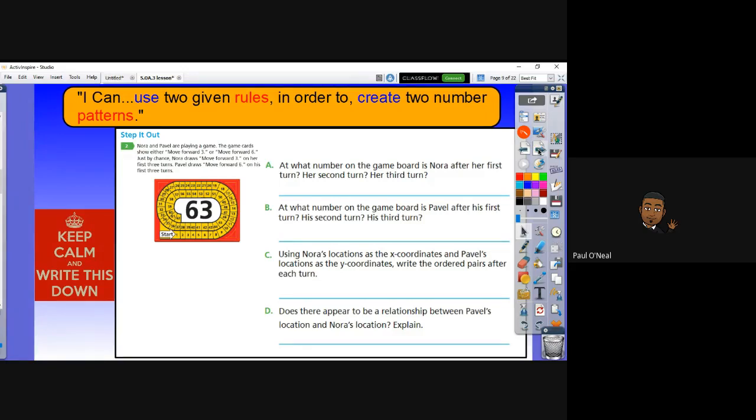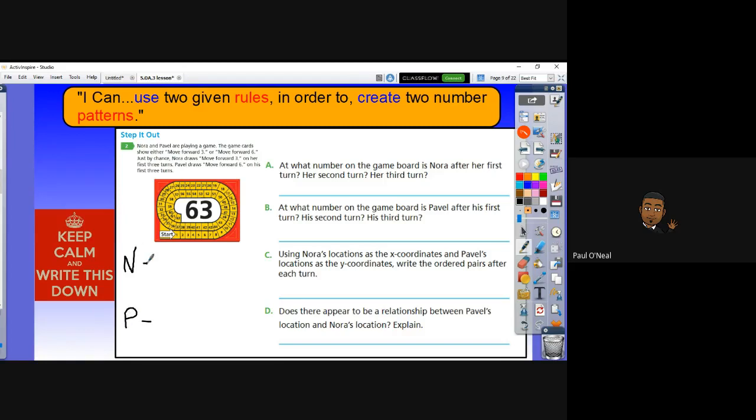But before I go ahead and answer any questions, I want you to think how I'm thinking. Let's break this down. Let's make some sort of notation. Here is what's going on in Mr. ONeal's mind as to how I can help myself answer this particular question. I'm going to make a little notation here. It states that Nora and Pavel are playing a game. Nora draws a card and it says move forward 3 on her first 3 turns. So I'm just going to put an N for Nora, a P for Pavel.